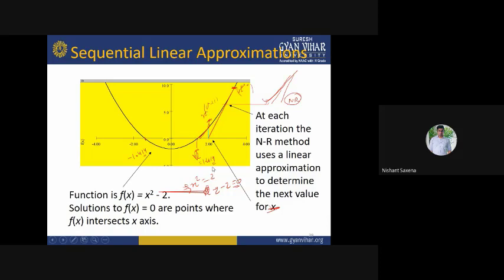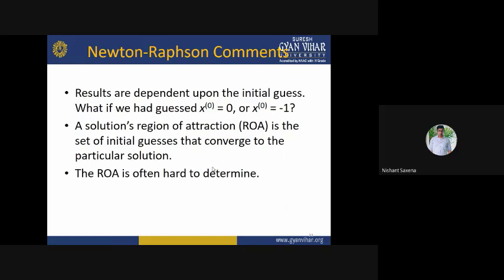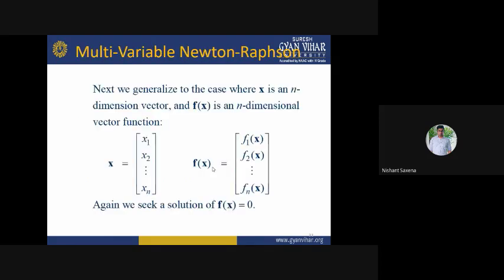So you have to identify the value. The region of attraction is the set of initial guesses that converge to the particular solution. The ROA, region of attraction, is often hard to determine in this case. So what's the solution? We can easily calculate the multivariable Newton-Raphson.